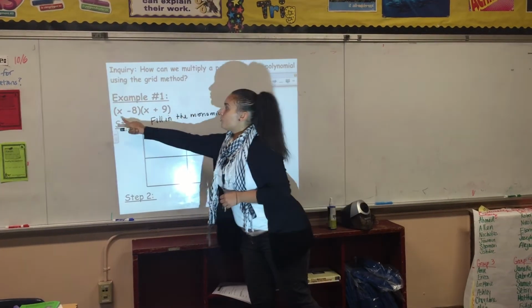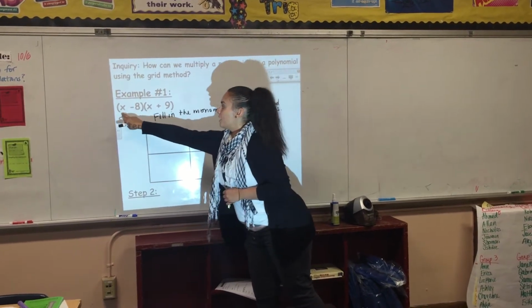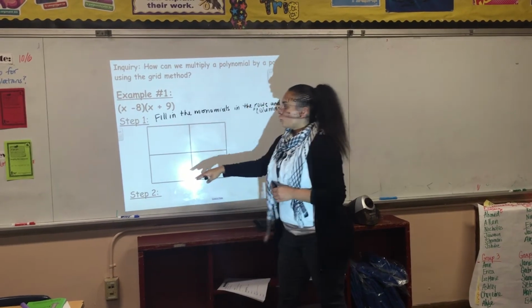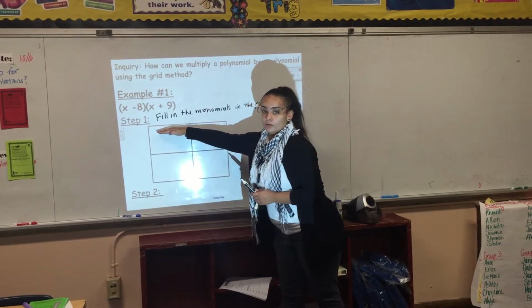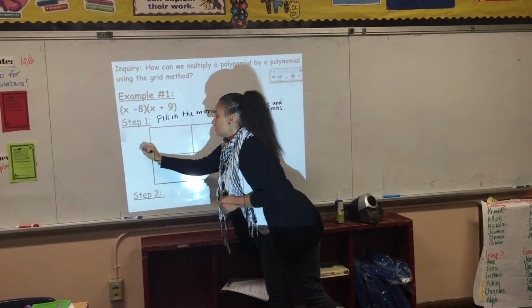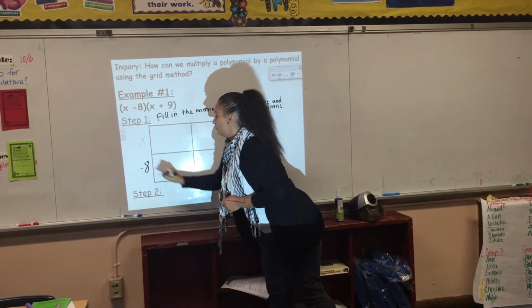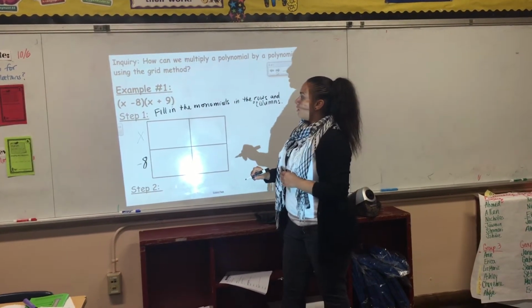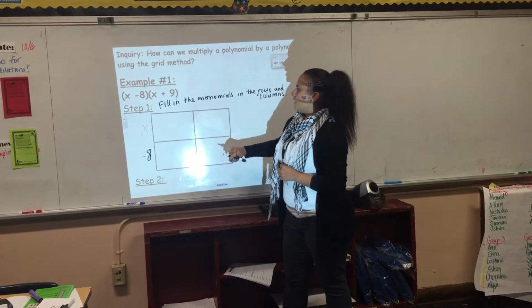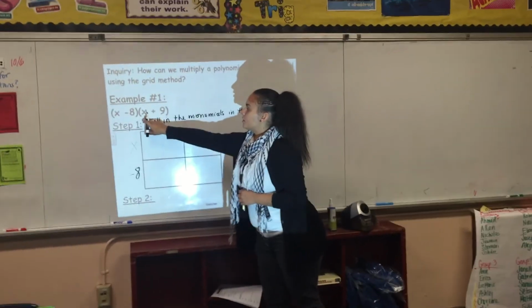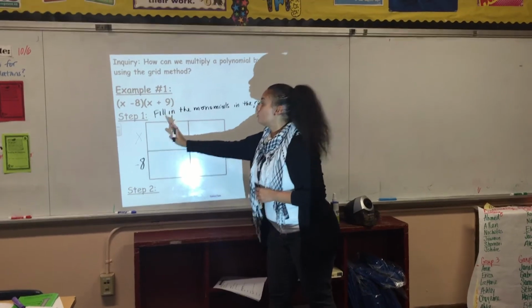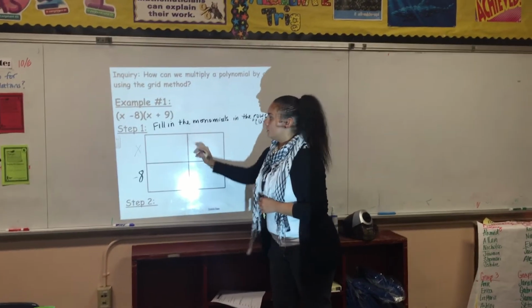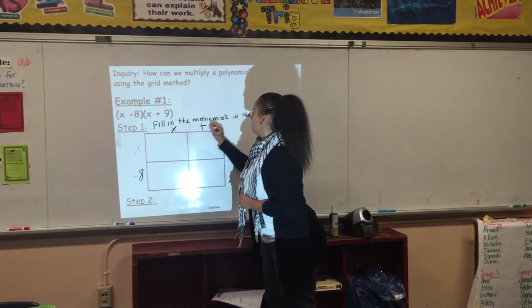Notice, the first parenthesis has two monomials, x and -8. So you're going to have two rows, one for x and one for -8. Now here, your second parenthesis also has two terms. So there will be two columns, x and plus 9.